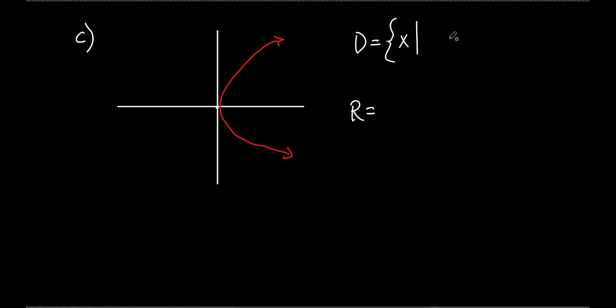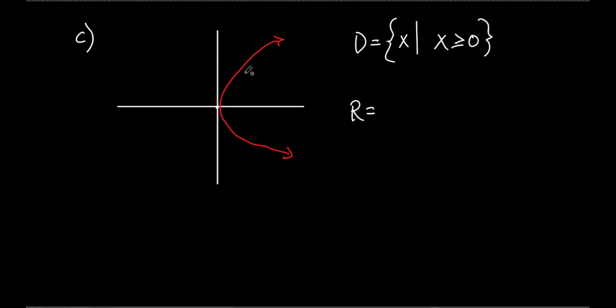I'm not going to just say positive. I want to write it in terms of x. X is what? Greater than or what? Or equal to 0. And that's how you would write it. You see what that means? This means all the values of x that are greater than or equal to 0.